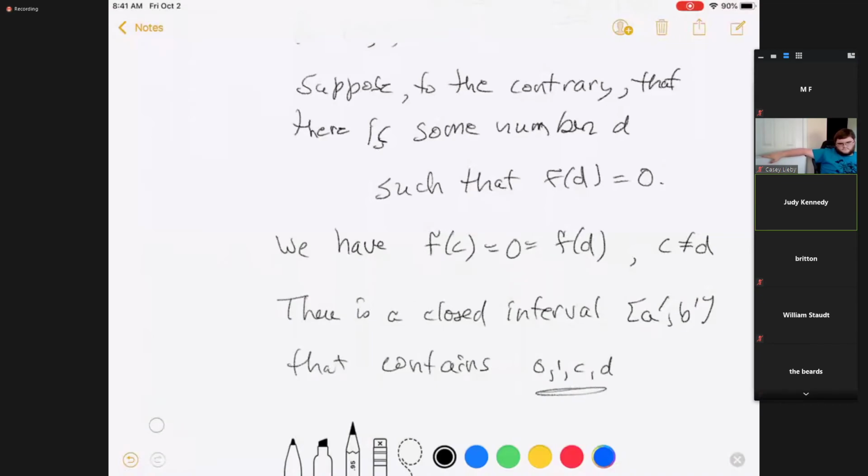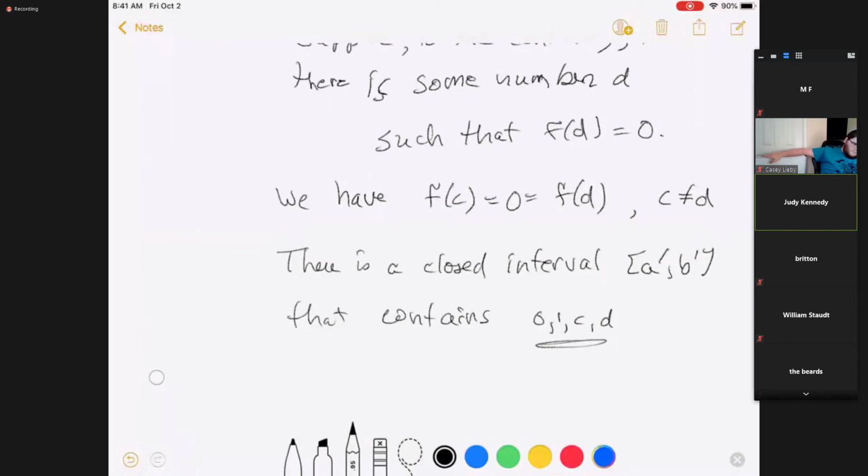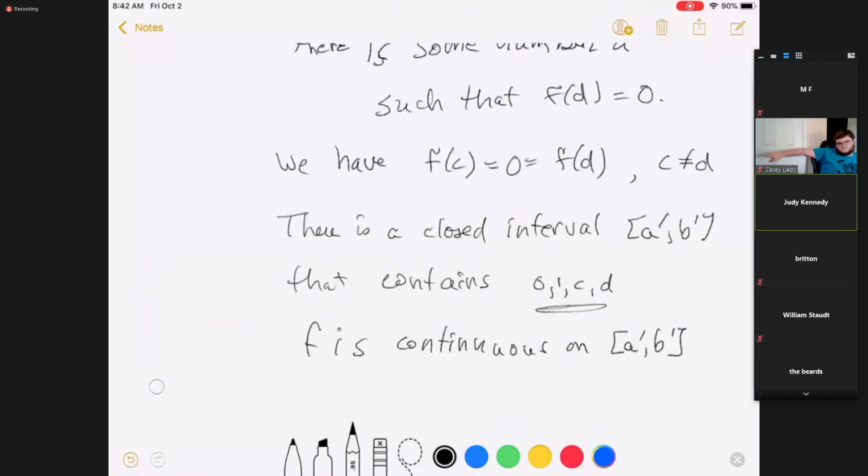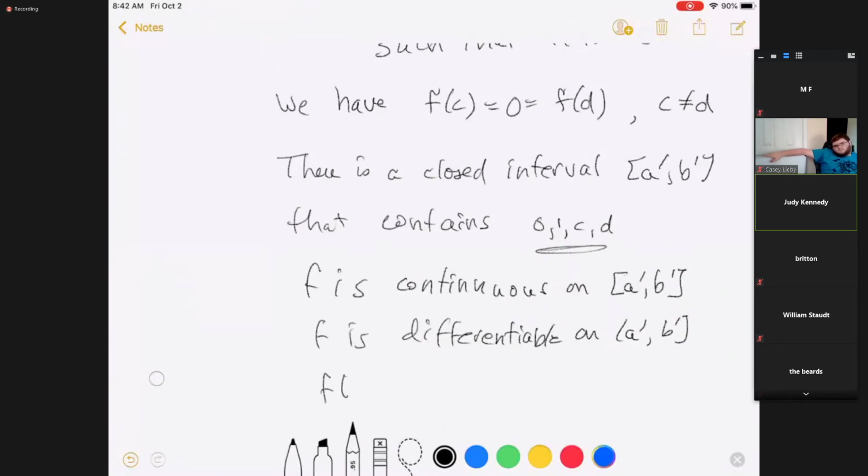There's a closed interval such that f is continuous on that closed interval because it's continuous on all the real numbers. f is differentiable on the open part of that because it's differentiable everywhere. And f of c is equal to f of d.